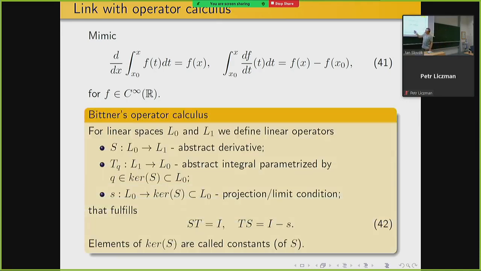So here's the proper way of how to generalize. It's called Bittner-Vettor calculus. You define a differential, which is an operator which acts between two vector spaces. The integral is also an operator which acts in the opposite direction, but it is parameterized by the kernel of this differential. So you pick one element from the kernel and you define this integral, or generalized integral, and you also have to have this projection on the boundary conditions, which takes an element from L0 and projects it to the kernel. And here are the properties of this abstract integral and abstract derivative. So S acting on T is I, and T acting on S is I minus this abstraction in some sense from the inverse.